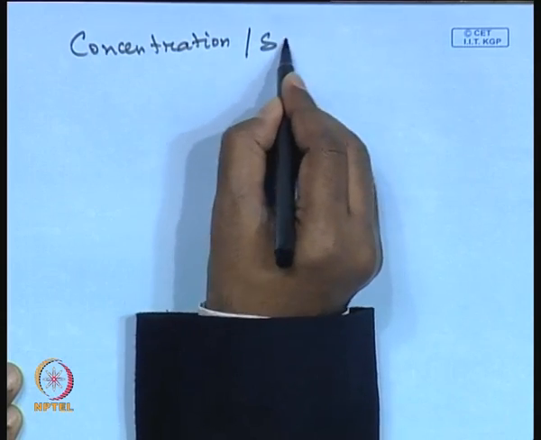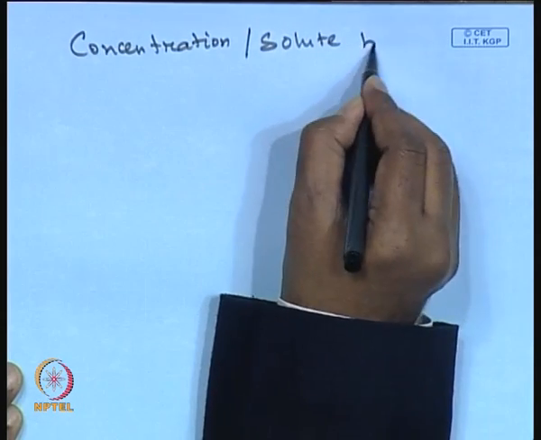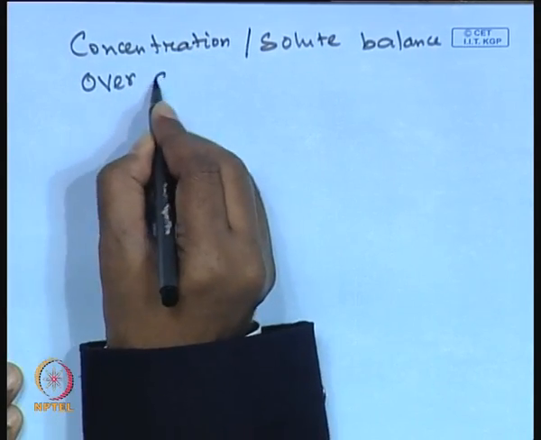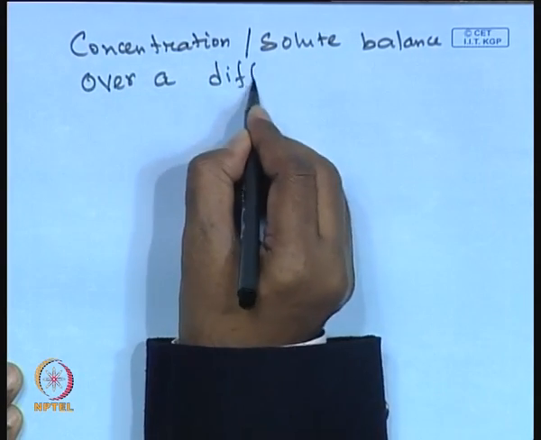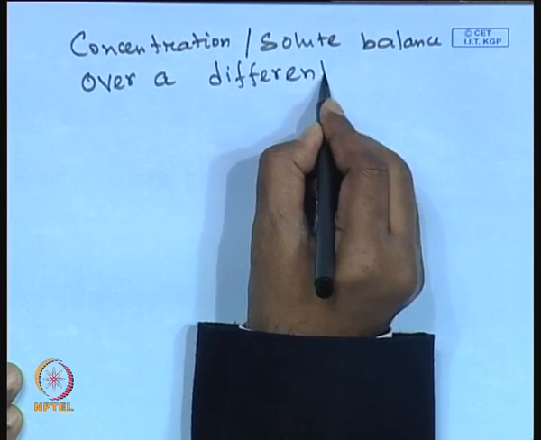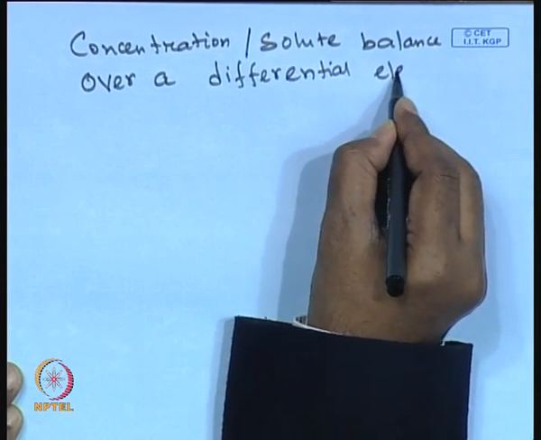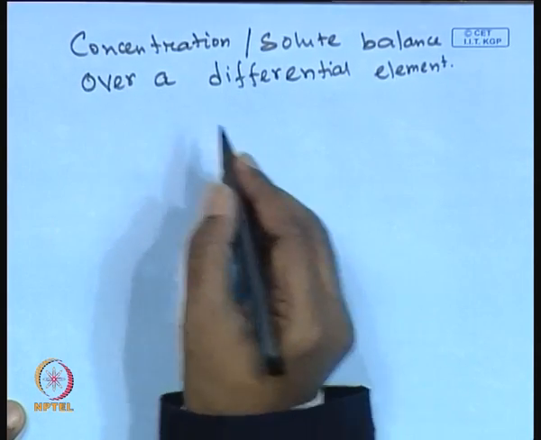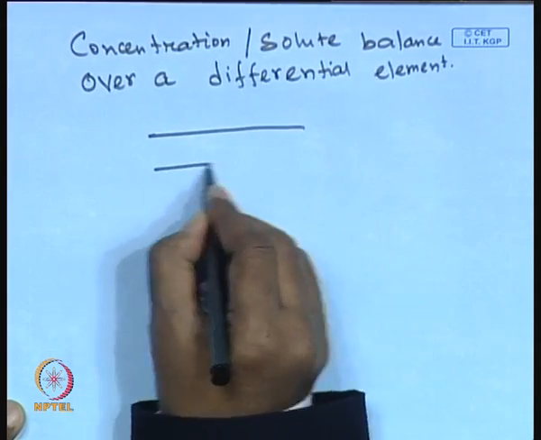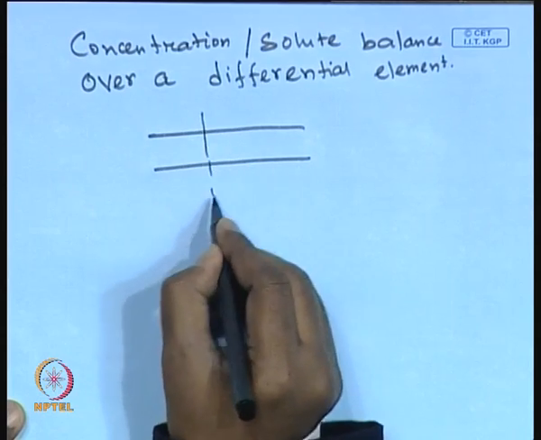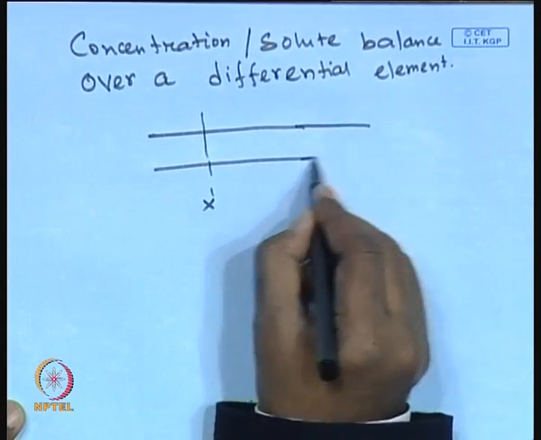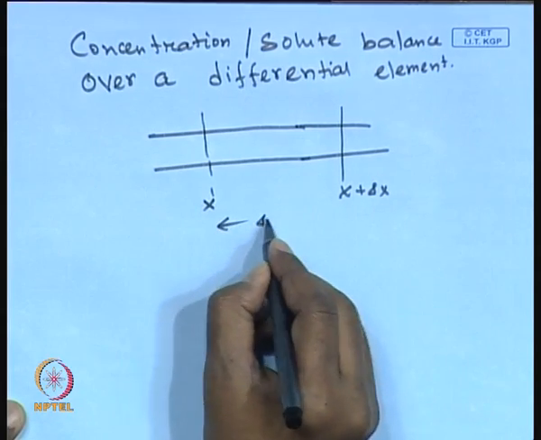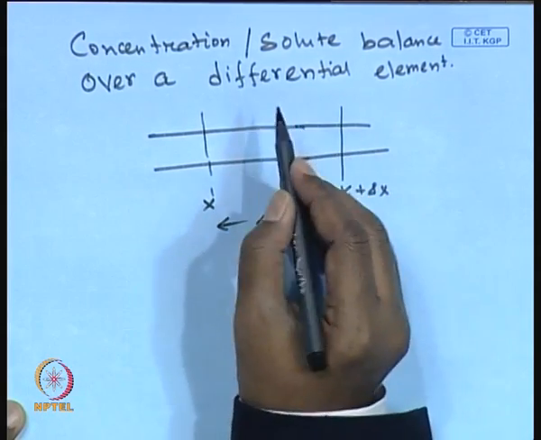Concentration or solute balance equation: solute balance over a differential element. This is located at x, this is located at x plus delta x. So, this thickness is basically nothing but delta x.